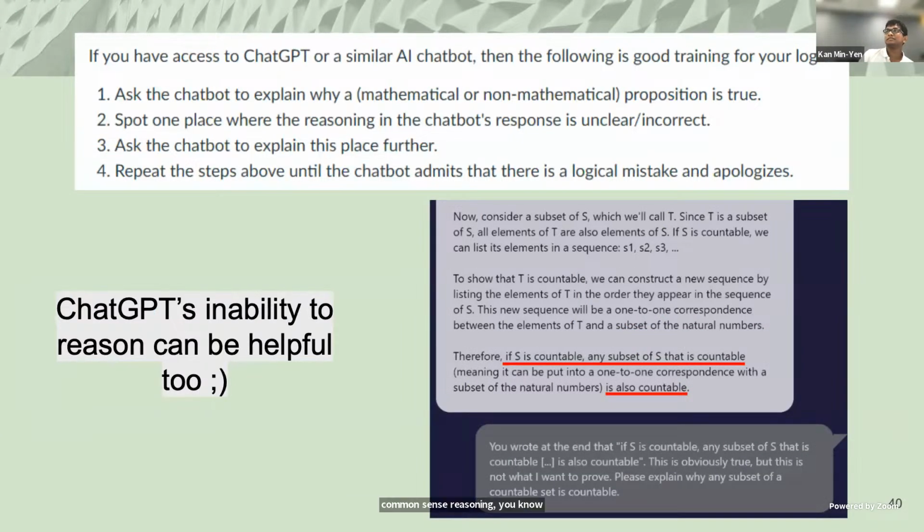We know that ChatGPT has this inability to reason. This example is from one of my modules, about discrete mathematics. The professor wants us to get ChatGPT to prove logic statements and to get ChatGPT to admit that it made a mistake. So we have to repeat the steps until it apologizes. I found it really funny.